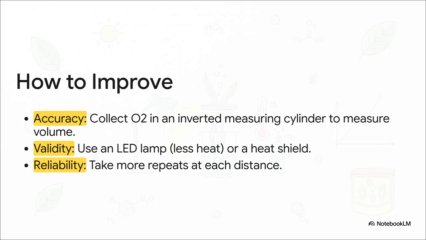But for every potential error, there's an improvement. To make it more accurate, instead of counting bubbles, you could collect the oxygen gas in a measuring cylinder that's upside down in the water. Measuring the volume is way better. To improve the validity, you could use an LED lamp that doesn't get hot, keeping the temperature constant. And to improve reliability, that's an easy one. Just take more repeat readings at each distance.